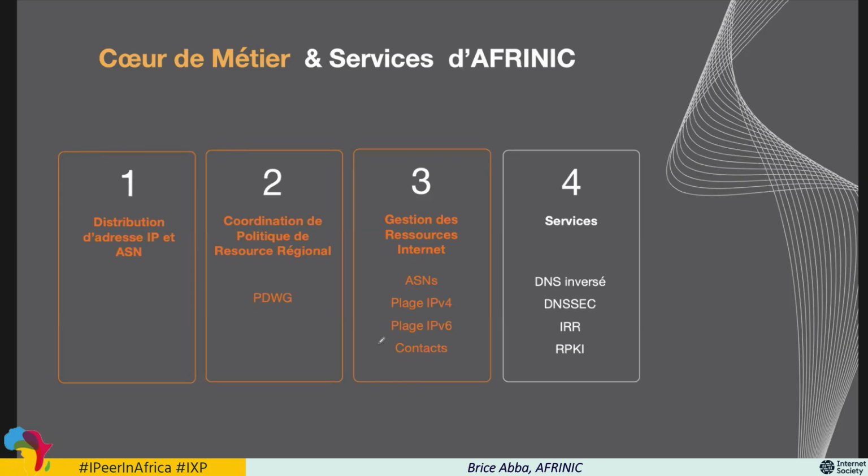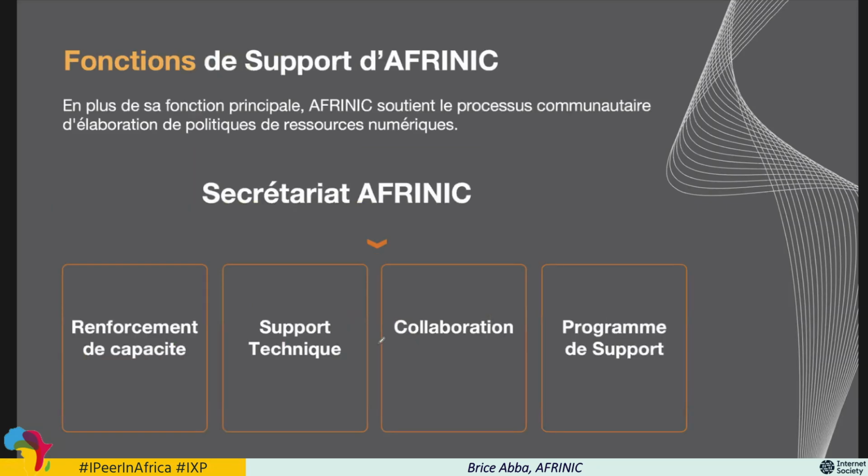We've got different things that we can do. We've got services that we provide our members with: reverse DNS, DNSSEC, IRR, and RPKI. We'll talk to you about these further a bit later on. So AfriNIC as an organization has services, including RPKI. We also strengthen capacity, and provide technical support, collaboration, and support programs.